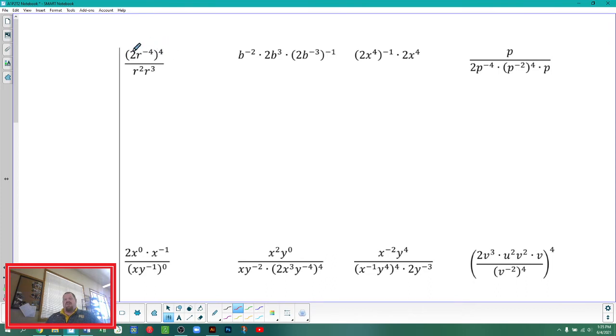Let's go ahead and deal with the power raised to a power. I need to drop that 4 in to the 2 and the r. So I get 2 to the 4th. R to the negative 4 times 4 is negative 16th.